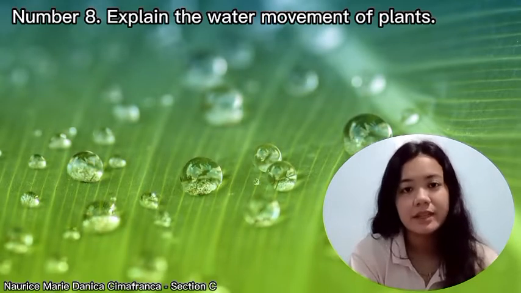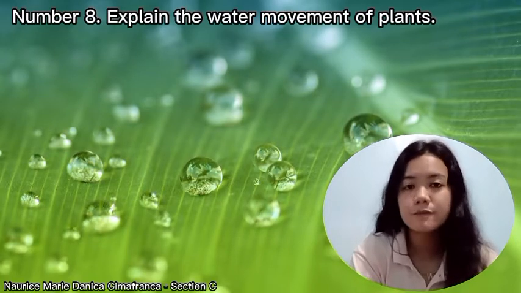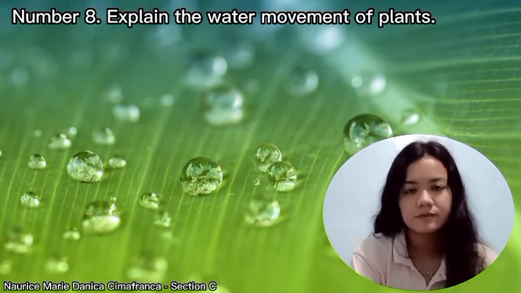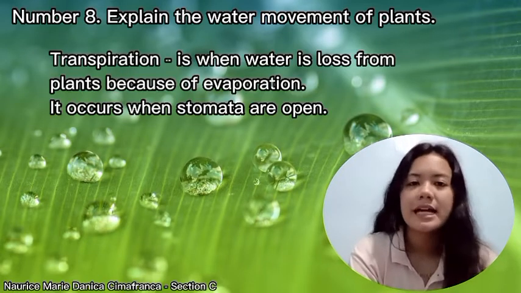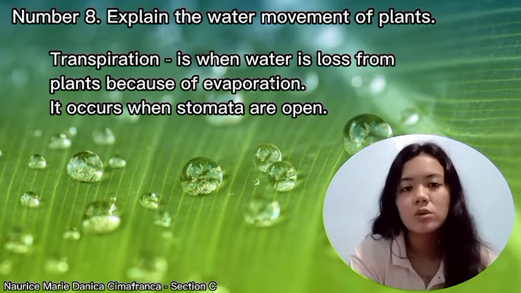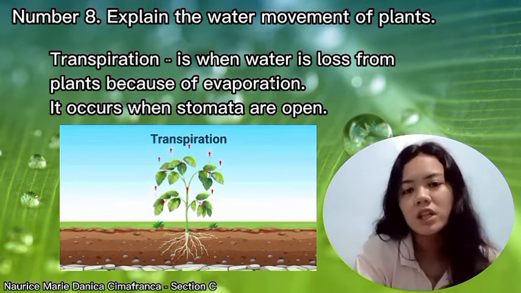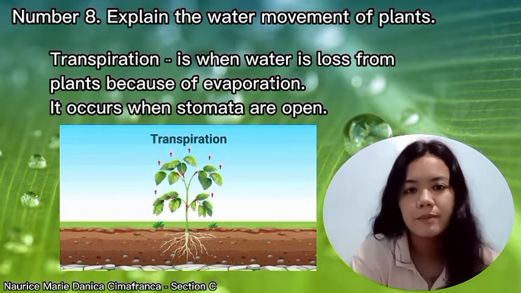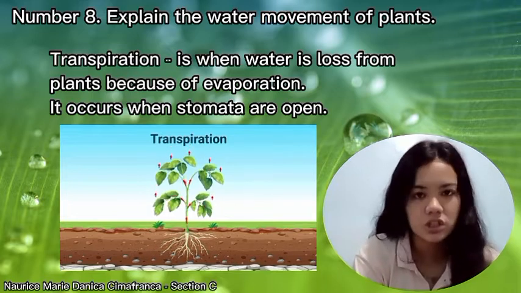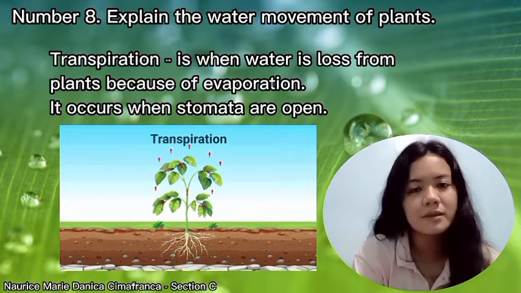Number 8. Explain the water movement of plants. Water movement of plants is due to the process called transpiration. Transpiration is when water is lost from plants because of evaporation. It occurs when stomata are open.